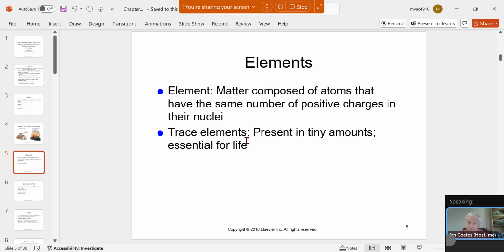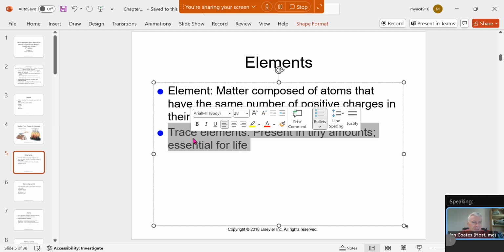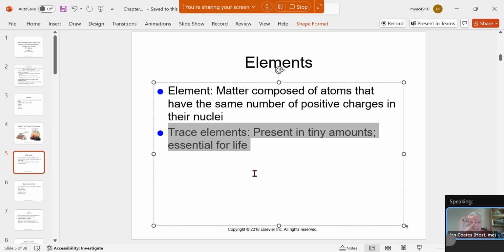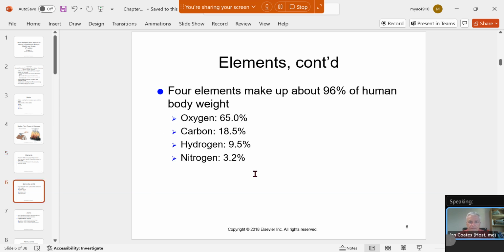Think about that. But then there are trace elements: iron, iodine, magnesium. We do need tiny, tiny, tiny amounts of these to maintain our perfect homeostatic environment inside. We'll get more into that as we go. So, 4 elements make up about 96% of the human body weight.